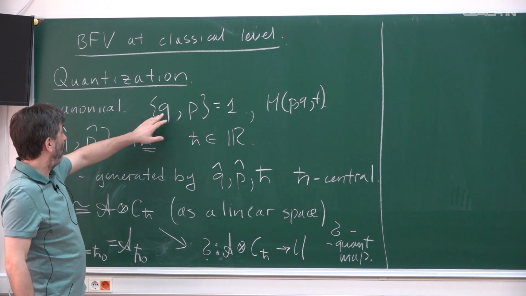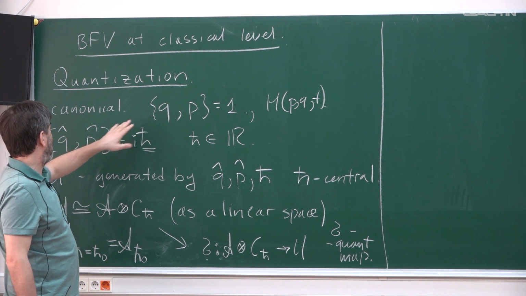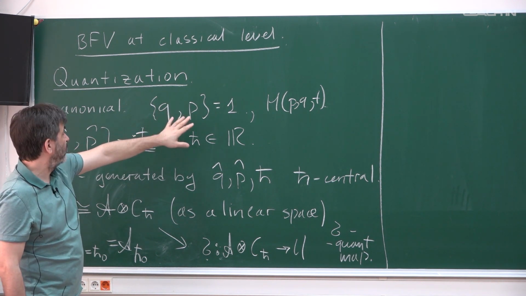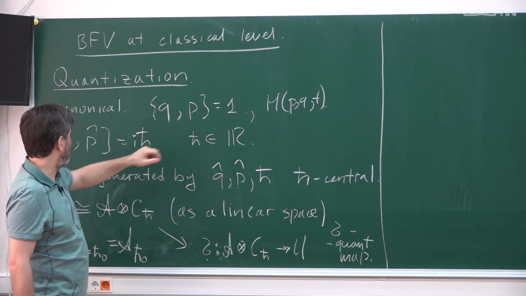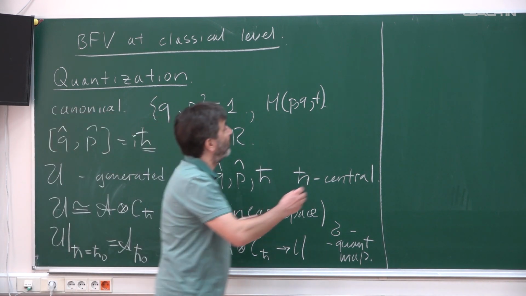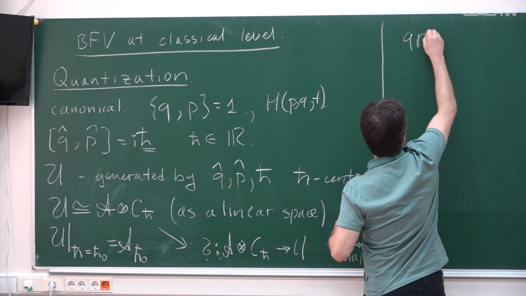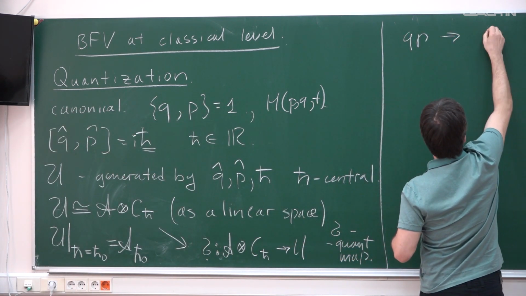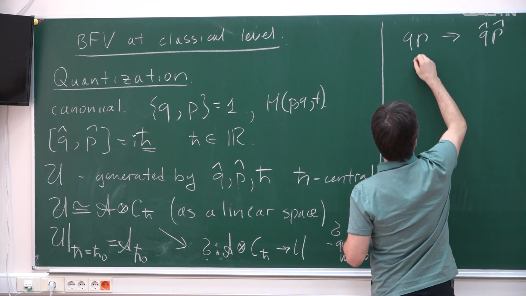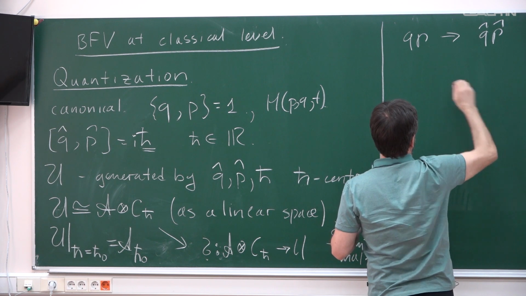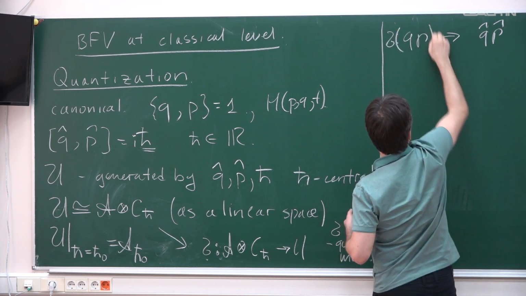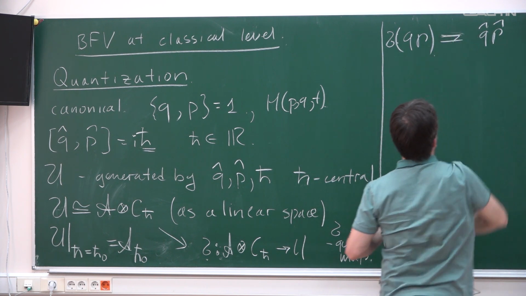That's what you all know when we have, for instance, we can decide about the rule. For instance, put all q to the left, all p to the right, and out of an expression, for instance, if you have a function, I don't know, qp, we can associate to it q hat, p hat, right? And the same for other functions. So this gives me this quantization map.